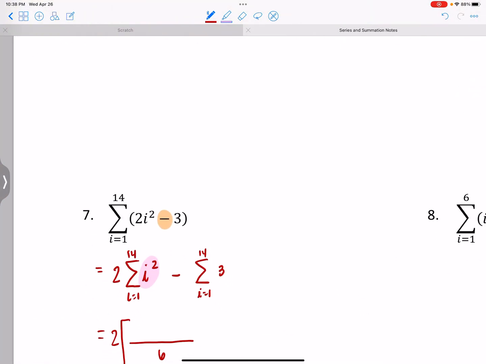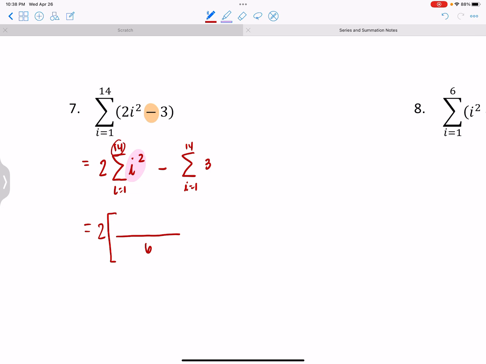So first, my n, again, that's my upper limit here. That's going to be 14. Times n plus 1, which would be 15. Times 2n plus 1. So 2 times 14 is 28, and 28 plus 1 makes 29. So that formula gets me the sum for all of those terms.